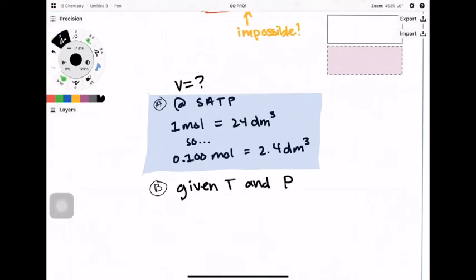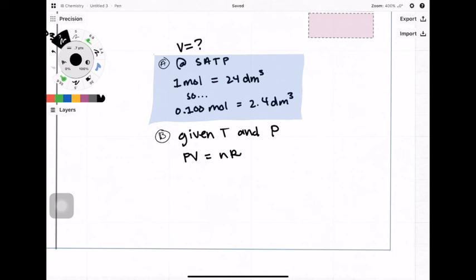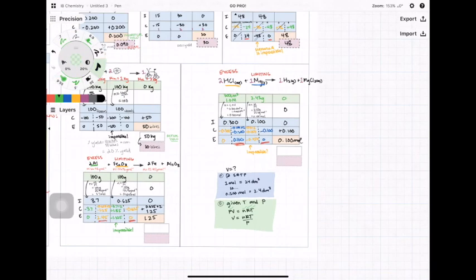They might also just give you the temperature and pressure. If they give you the temperature and pressure, just use PV = nRT. You have the number of moles, you have the pressure and temperature, and R can be found in the data booklet. Isolate for V and do your calculation.